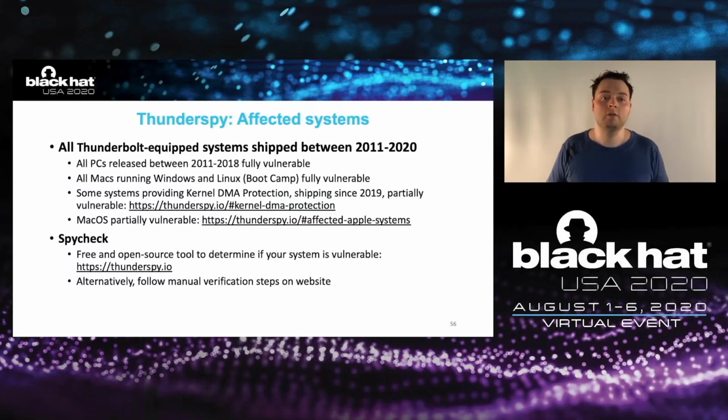So let's talk about affected systems. All Thunderbolt-equipped systems shipped between 2011 and today are vulnerable. This definitely applies to all PCs released between 2011 and 2018. They are fully vulnerable. All Macs running Windows and Linux are as well. Now, some systems that provide Kernel DMA Protection are partially vulnerable, and we'll be talking about them in a bit. macOS is partially vulnerable, so you should verify whether your system is vulnerable using either Spycheck or by following the manual verification steps on our website.